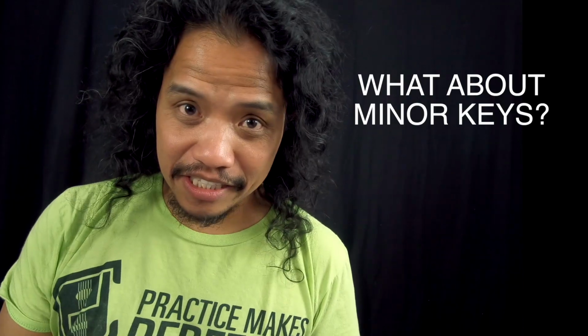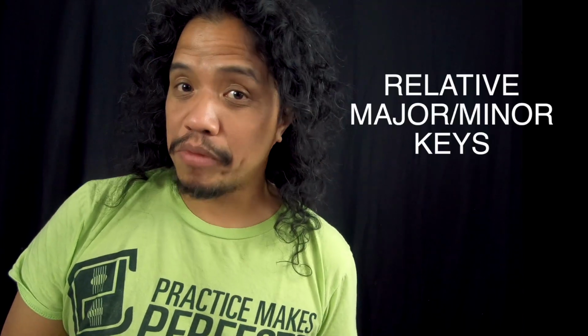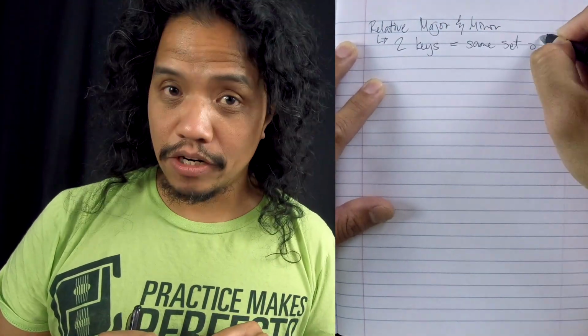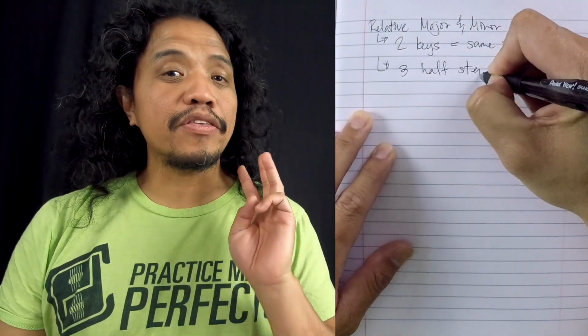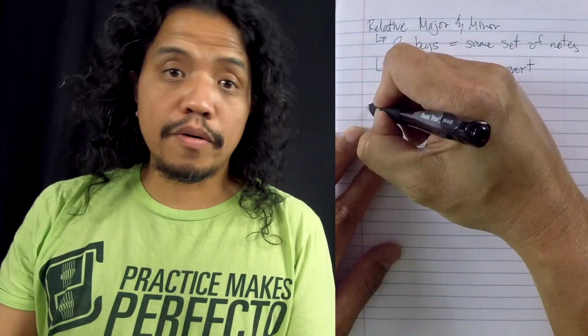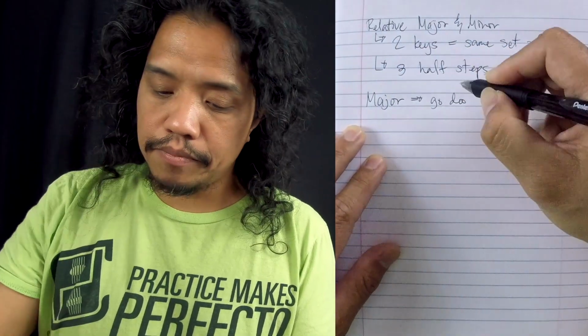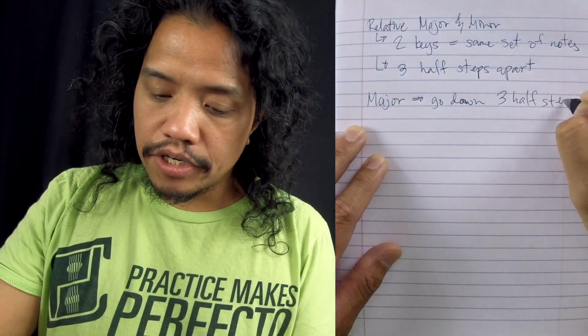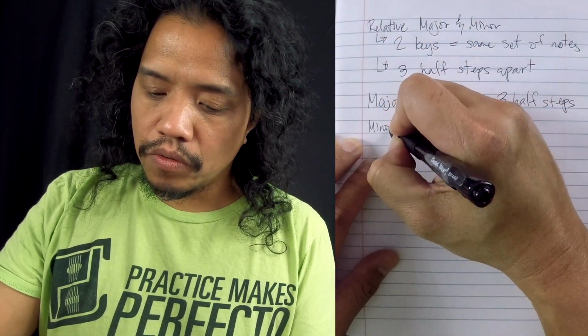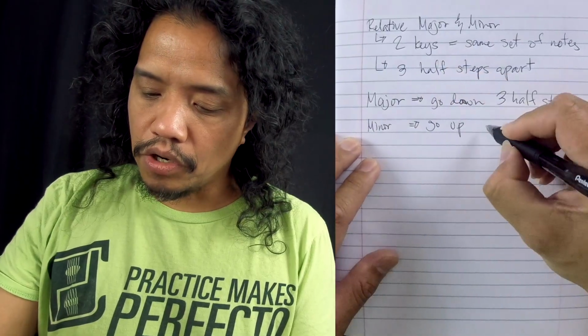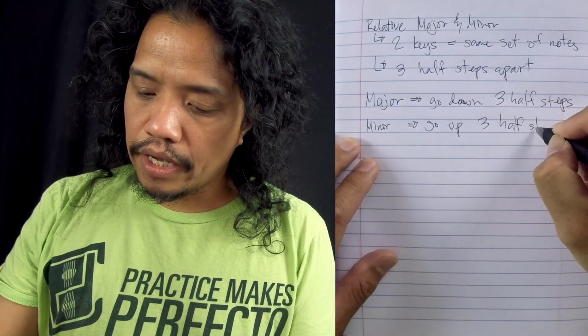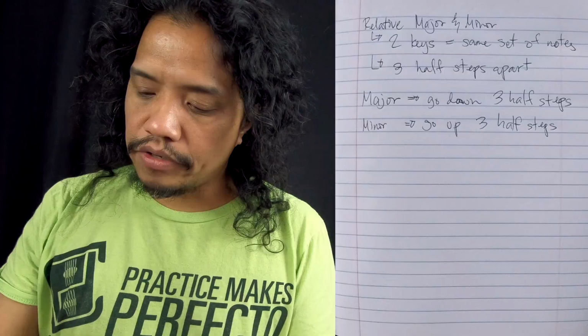What about minor keys? To end this video, I am going to discuss relative major and minor keys. Relative major and minor keys are two different keys that share the same set of notes, and they are only 3 half steps apart. From a major key, you go down 3 half steps. From a minor key, you go the opposite direction, up 3 half steps to find the relative major.